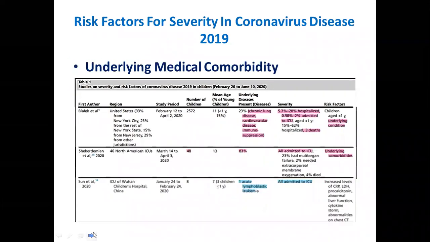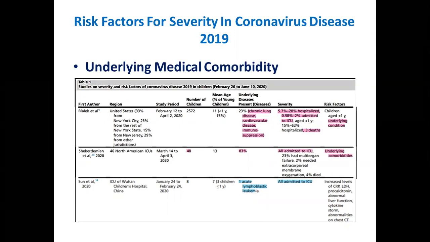But in the study done in the US, this is one of the studies that was first done in the US, it involves 2,572 pediatric cases, and 20% of these were hospitalized. And among these, it is reported to be in younger age, less than 1 year. An underlying medical condition was noted in 77% of those hospitalized children. And the most common comorbidities were chronic lung disease, which included asthma, cardiovascular disease, and immune suppression. 3 deaths were reported, but it is still not clear if it is because of COVID. It is still under investigation.